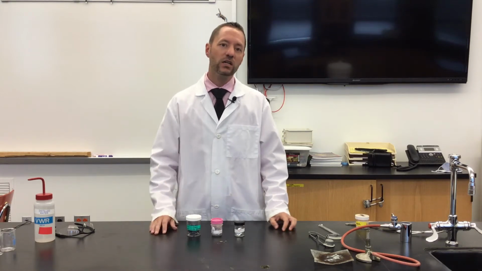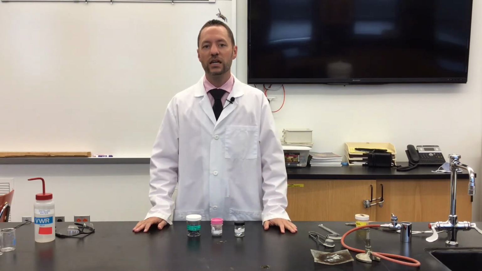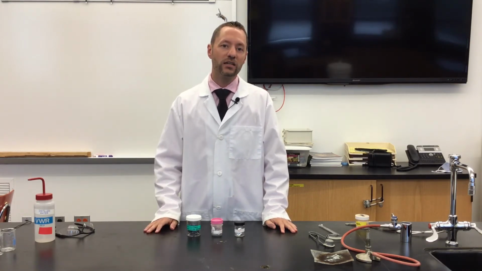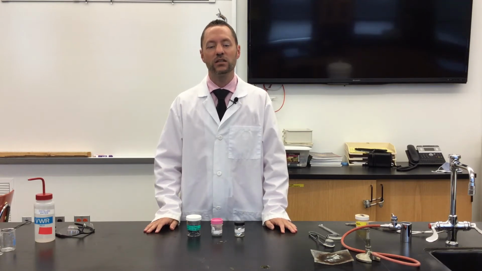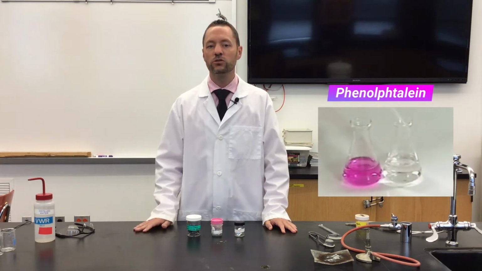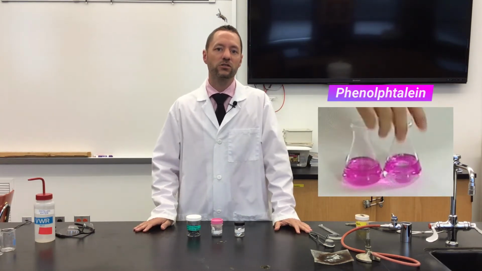So one of the tests that we're going to do today to see if we have a reaction between the metal and water is to add an indicator known as phenolphthalein. Phenolphthalein is an indicator that turns pink or fuchsia in the presence of a basic solution.